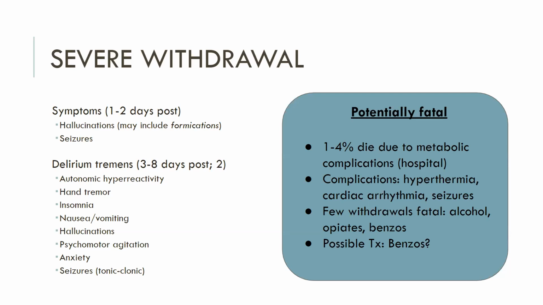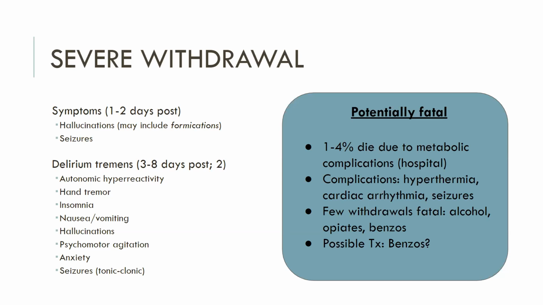Ultimately, 1 to 4% of people going through this process, at least 1 to 4% of those admitted to a hospital, because that's really where we're getting our data from in this scenario, is hospital admissions. 1 to 4% of those folks end up dying as a consequence of this process due to metabolic complications, which include things like hyperthermia or a high body temperature, cardiac arrhythmia, which is an atypical heartbeat, or seizures.